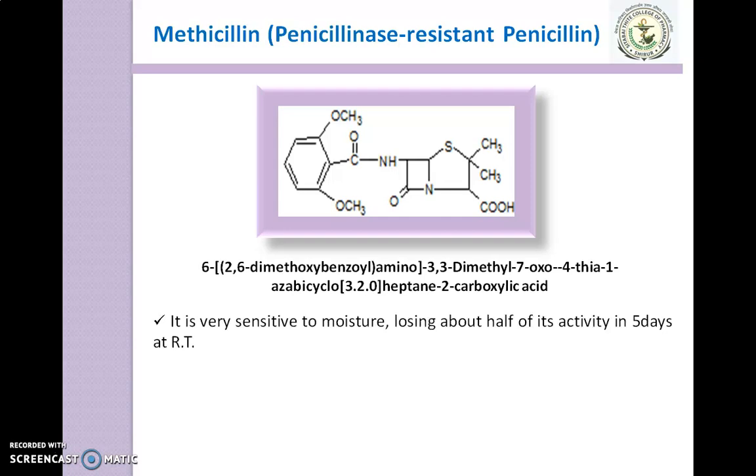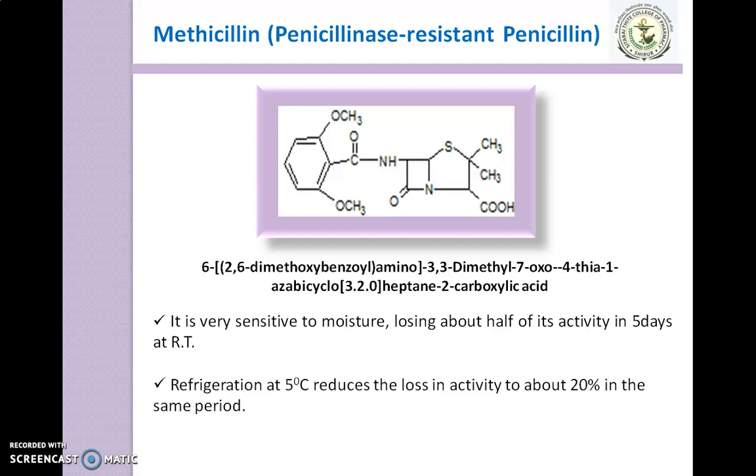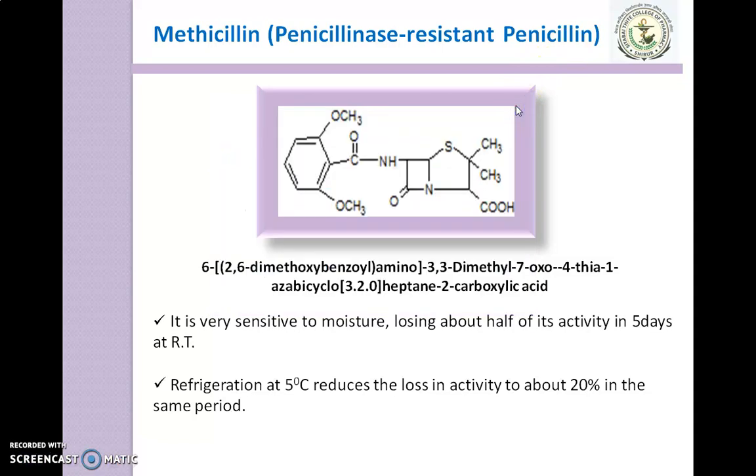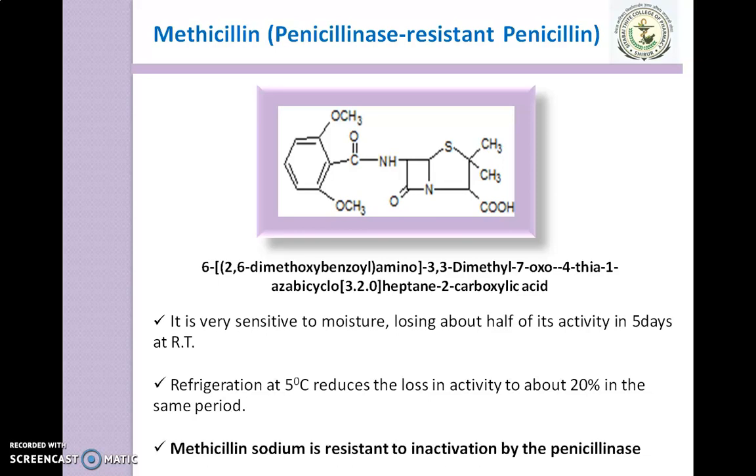This methicillin is very sensitive to moisture, losing about half of its activity in 5 days when kept at room temperature, but on refrigeration at 5 degrees centigrade the loss in activity is reduced to about 20% in the same period of time. Methicillin sodium is resistant to inactivation by penicillinase.